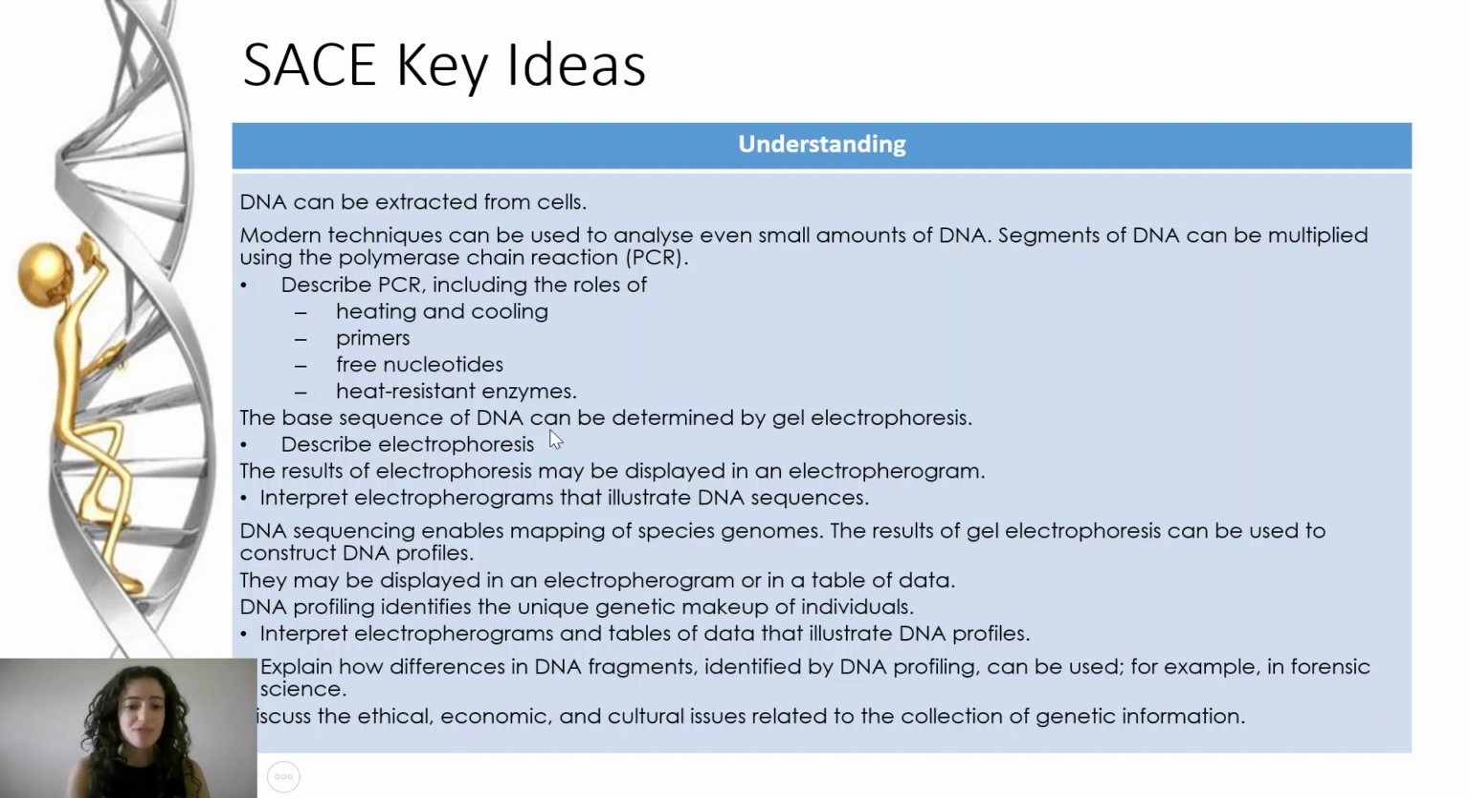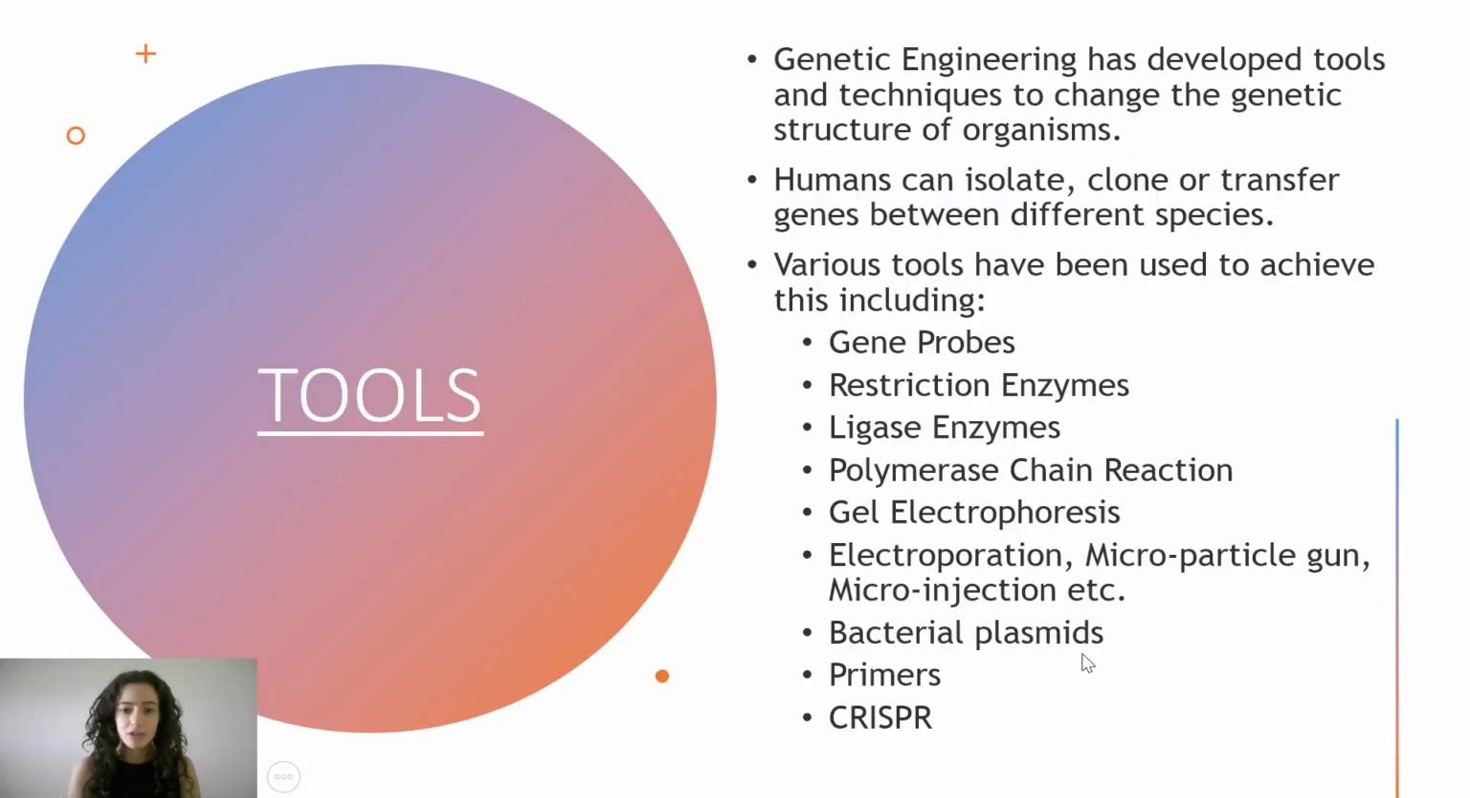The base sequence of DNA can be determined by gel electrophoresis. So we're going to look at how to make a DNA profile and a DNA fingerprint. We're also going to look at something called electropherograms, which are types of graphs that illustrate DNA sequences. And lastly, we're going to discuss the ethical, economic, and cultural issues related to the collection of genetic information. So, as I said, in this short video, we're just going to look at tools.